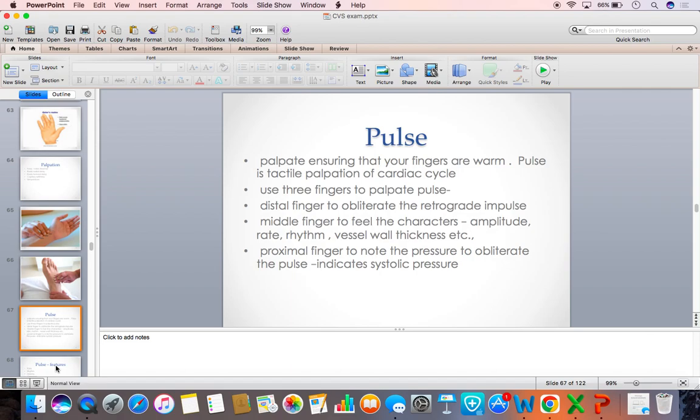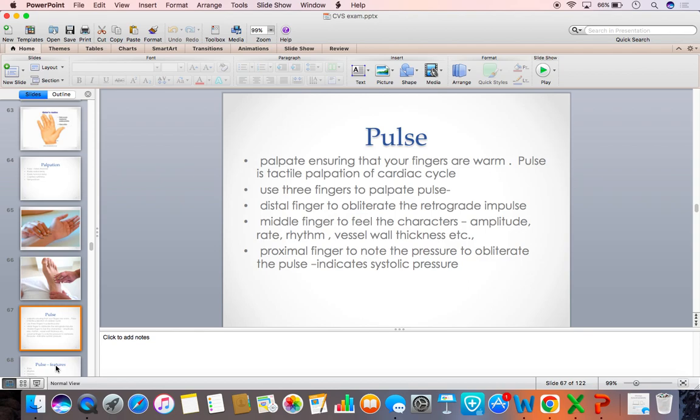This is because the heart contracts and relaxes. It is in the form of systole and diastole, and this causes the pulsatile nature of the blood flow.